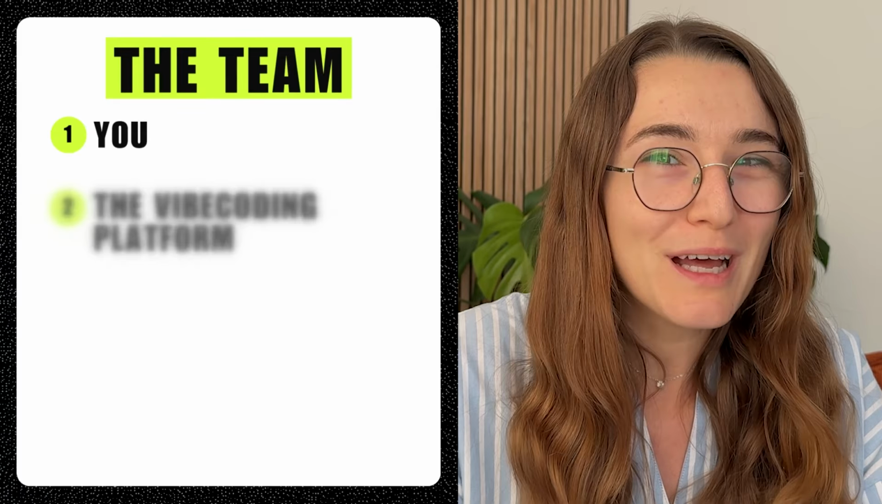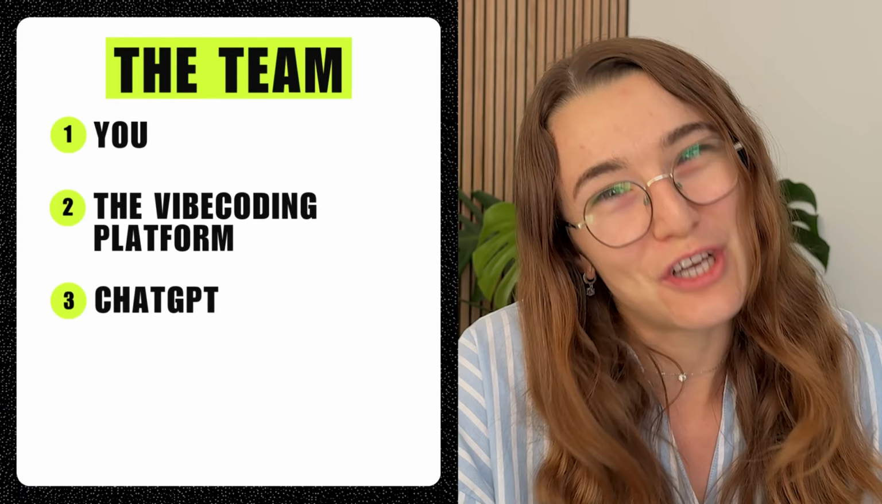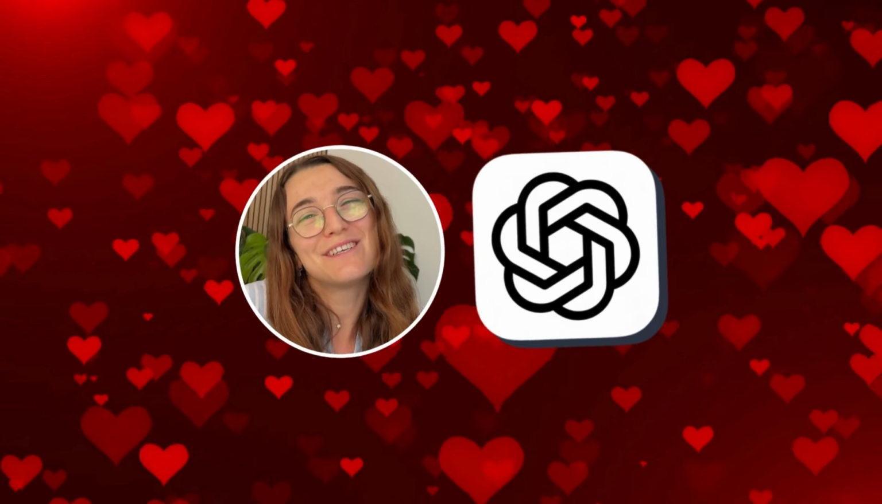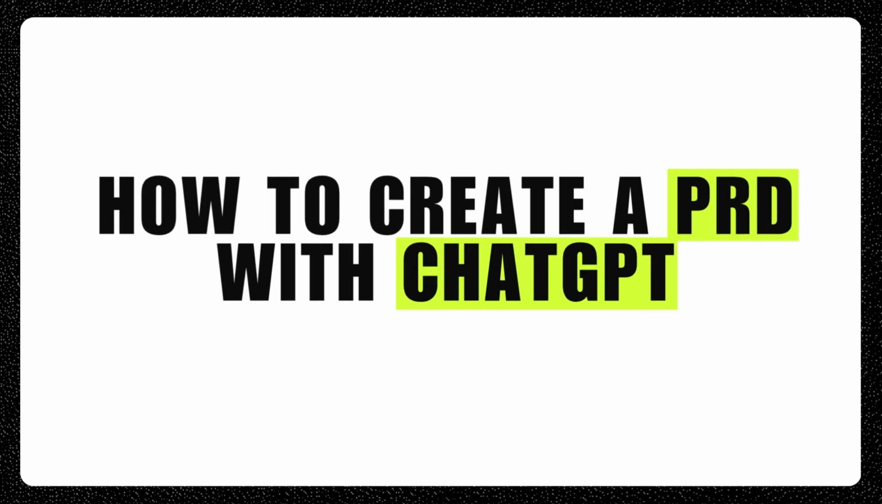And if you're thinking now, but I'm working solo here, why would I need a document like this? You actually do work as a team. You, the vibe coding platform, and obviously ChatGPT. You want the AI to understand exactly what you envision, so it will build the product the way you want. This level of detail will help the AI understand and build the right product for you. So let's move on to the practical part. How to create a PRD with ChatGPT.